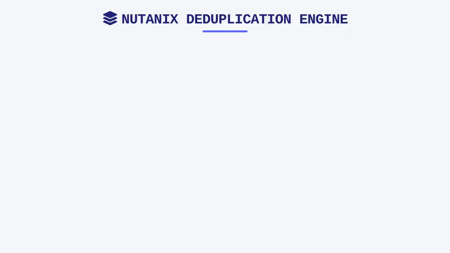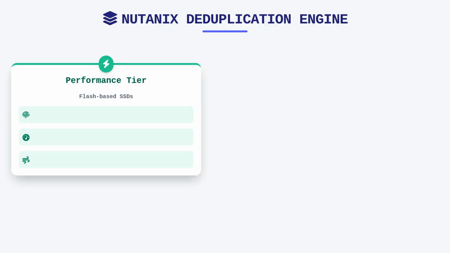Understanding the deduplication engine requires us to look beyond simple block matching. Nutanix implements deduplication differently depending on whether your data resides on the performance tier, which is typically your flash-based SSDs, or the capacity tier, which generally utilizes hard disk drives. On the performance tier, deduplication operates in a way that minimizes computational overhead by using a fingerprinted approach to identify duplicate data blocks before they are committed to persistent storage.